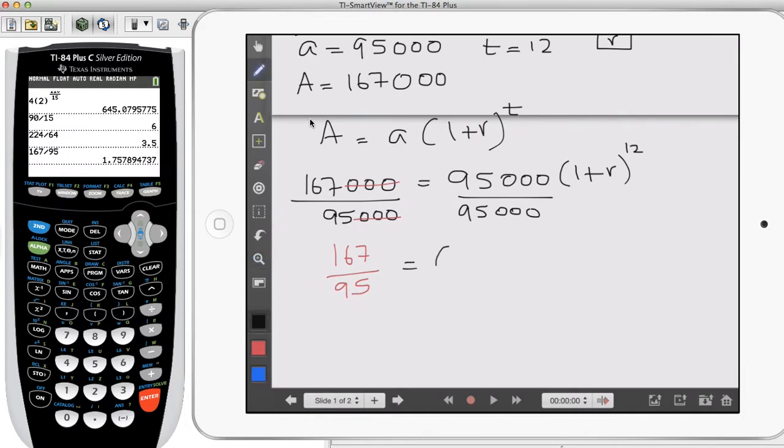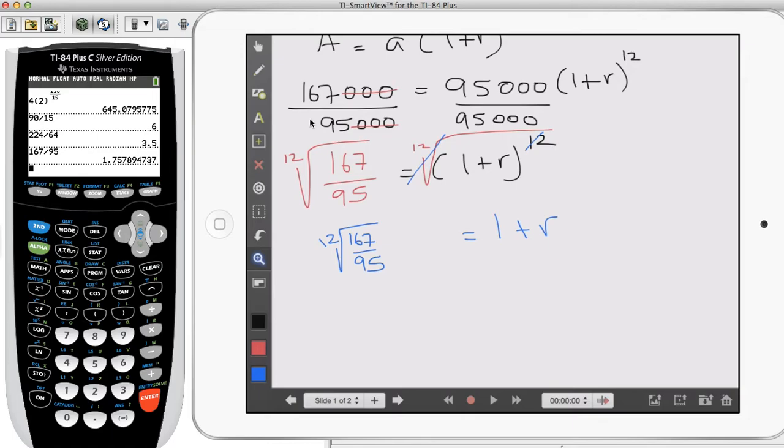Now 167 over 95 is equal to 1 plus R to the power 12. Now again, I need to get to the R, but I need to get rid of the power. Remember, to get rid of the 12 power, you have to root both sides with index 12, because if the radical has an index 12 and there's a power of 12, what happens? The radical and the power cancel out. So there you go, R is almost by itself now. So you need to take the 12th root of 167 over 95. Again, I'm going to leave it. I'm going to use the calculator at the end.